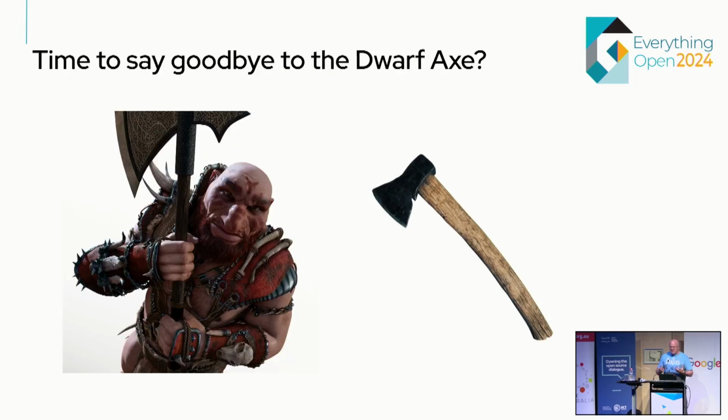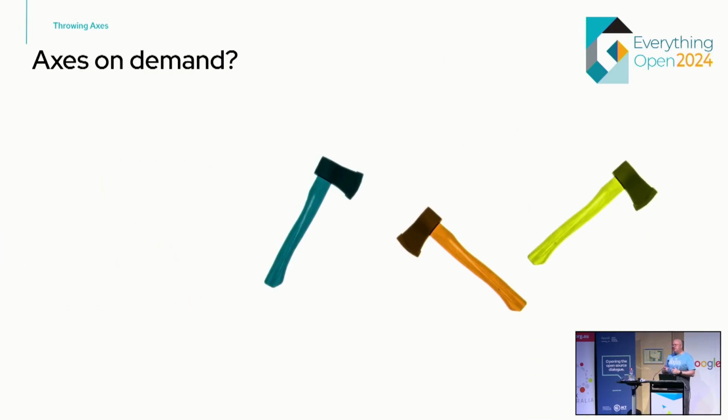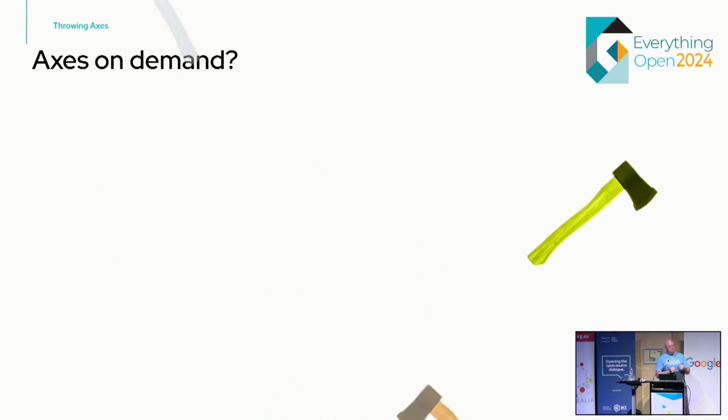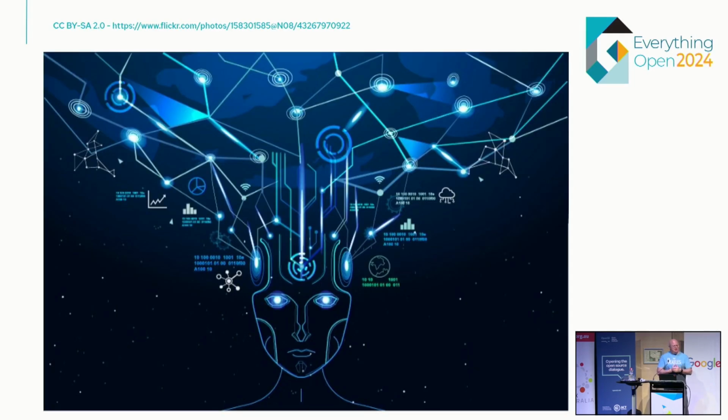So the question is, is it time to say goodbye to the Dwarf Axe? Can we finally walk away from it? Well, maybe we're looking at access on demand now. Go back to that ephemeral idea. I can provision and build the workload as and when I need it. I can scale up as and when I need it. Maybe my Dwarf Axes are just there when I need them. Maybe AI is just going to solve it all for me. That benevolent AI that's coming along.